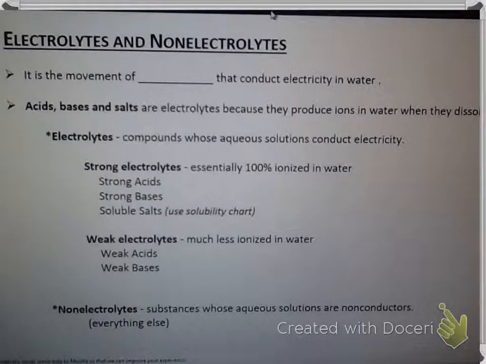Alright, this is the fourth video in chapter 15, and we're going to be talking about electrolytes and non-electrolytes. What are electrolytes? Electrolytes are substances that, when dissolved in water, so you have aqueous solutions, are conductors of electricity. So electrolytes are substances that when dissolved in water will conduct electricity.